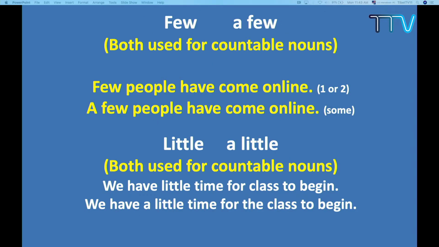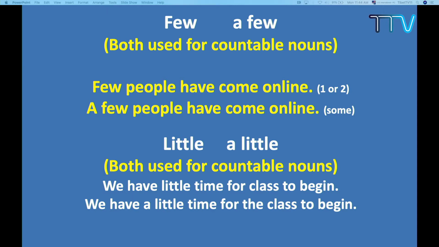The second one, few and a few. Again, it's the same. Both are used for countable nouns. When we use few and a few, we are talking about countable nouns. We are not talking about water, milk or sugar. Books, cars, people: countable nouns. Few people have come online. And the second one is, a few people have come online. So we see the word few, not many. But if we have to make the difference between few and a few, one is positive and one is negative. That is the thing you have to keep in mind.